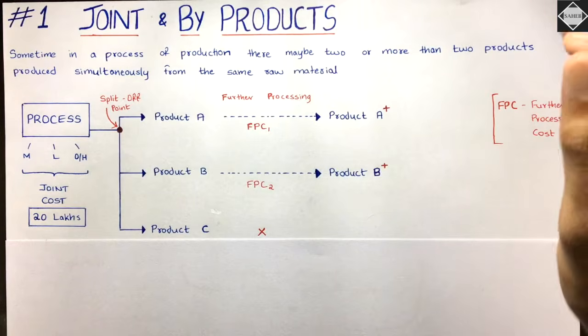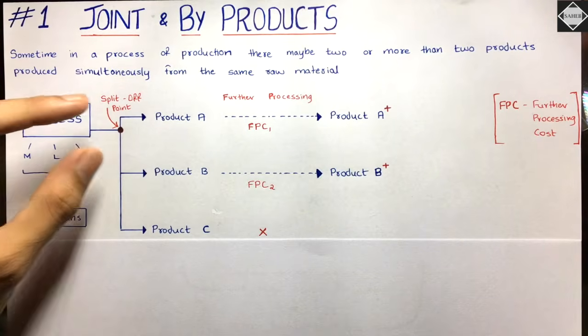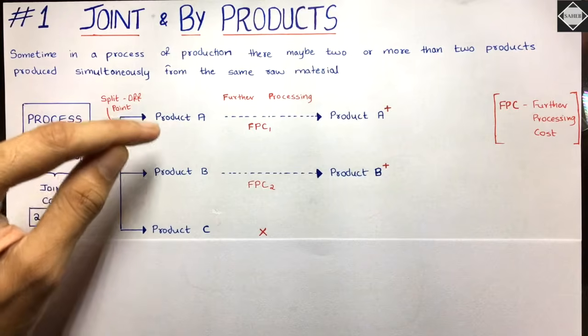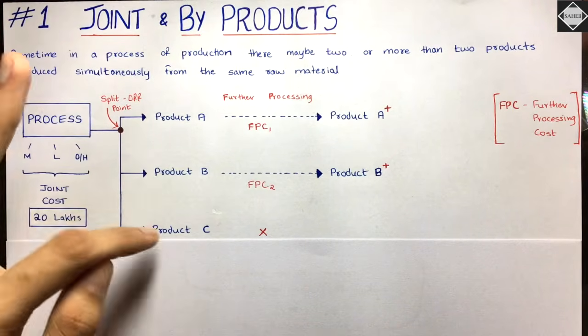Is that clear? Yes. So you have got the meaning. Now you have to understand some more things, right? So see here, right after the split off point, what will happen? Right after the split off point, you will have different number of products. Yeah, different outputs, product A, product B, product C.